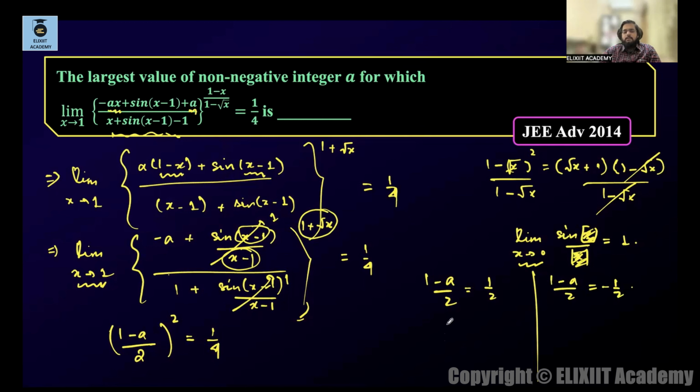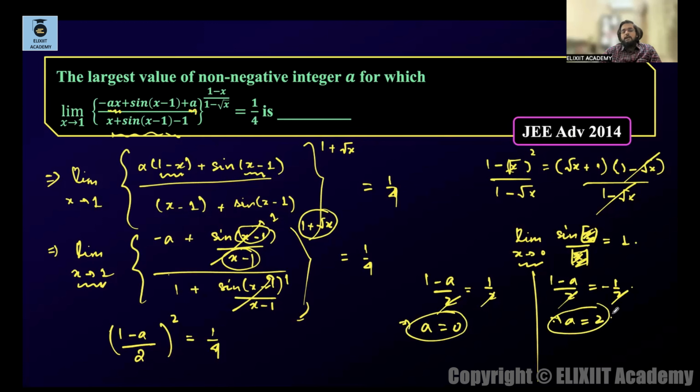Two cases, definitely. When you are taking the square root, this will come up as plus minus square root of 1 by 4. So 2 and 2 cancel out, and here one of the values will be 0. And from here 2 and 2 similarly cancel out, so the other value is 2. So two possible values we are getting: a is 0 and a is 2.